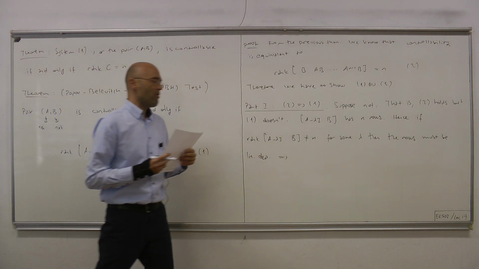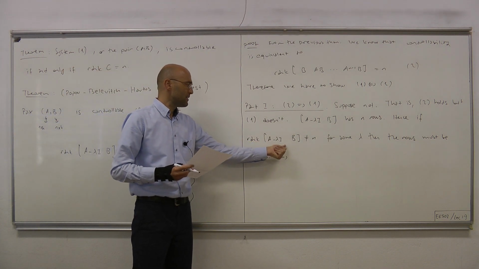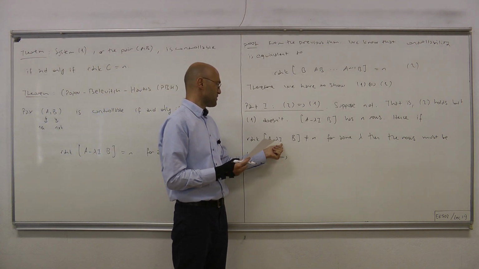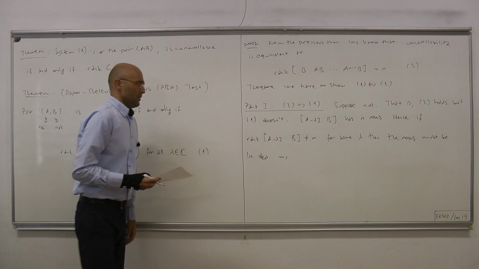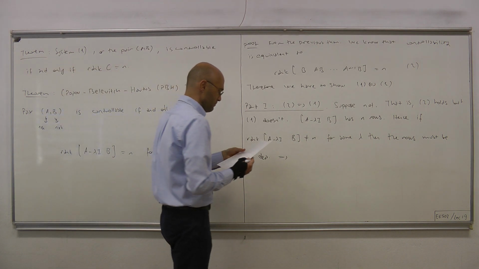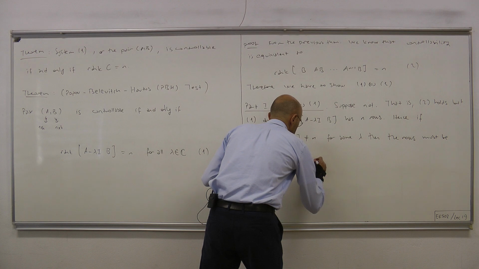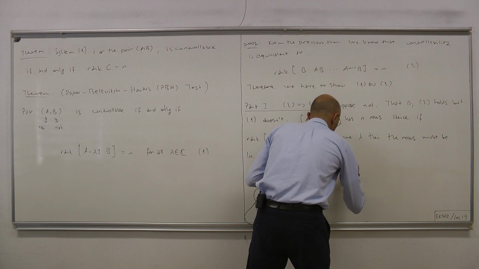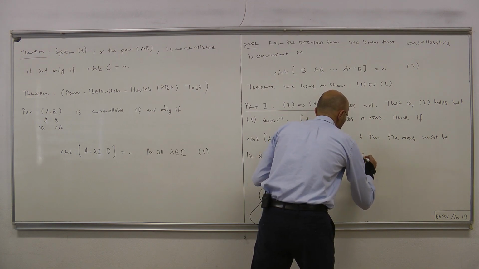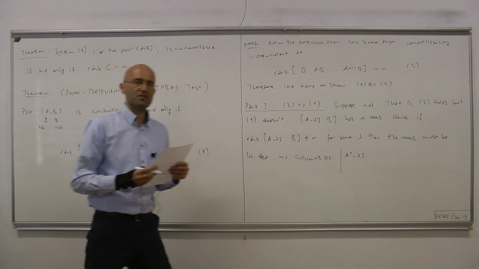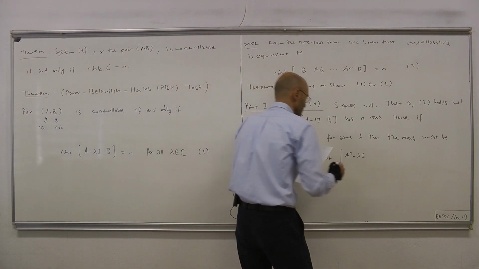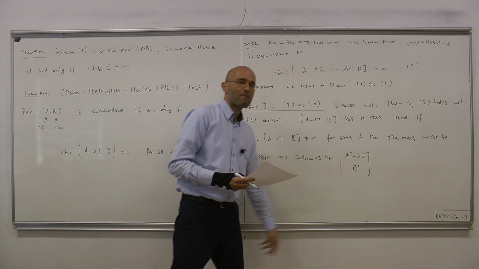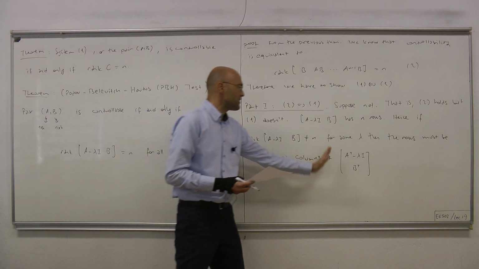Which is equivalent to saying that the columns of the transposed matrix must be linearly dependent, because the rows of this matrix are the same as the columns of its transpose. So we will work with the transposed matrix. It's a little bit easier. Columns of A transpose minus lambda I transpose, but I is the identity matrix, therefore its transpose is itself. And here we have B transpose.